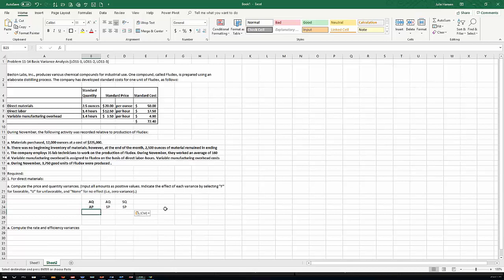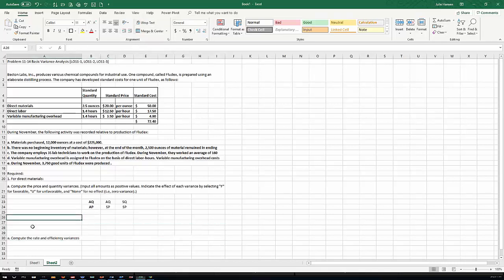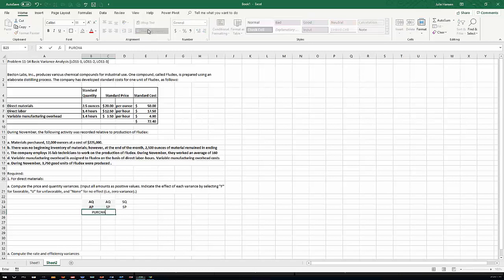So how much actual quantity? Well, they told me they purchased 12,000 ounces at a cost of $225,000. Here's the little bit of the trick. When we calculate the price variance, which is this area over here, I'll highlight that for you, we are going to use the amount purchased. So this part right here is based on the purchased amount.